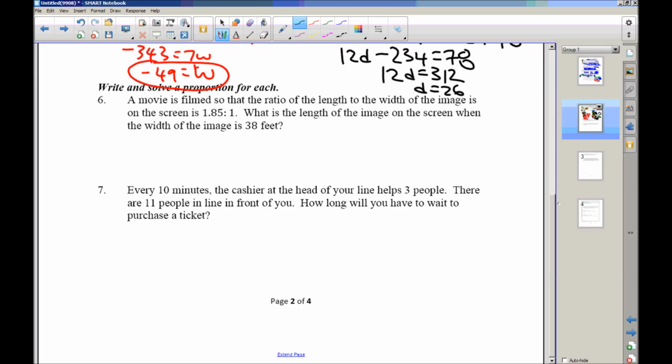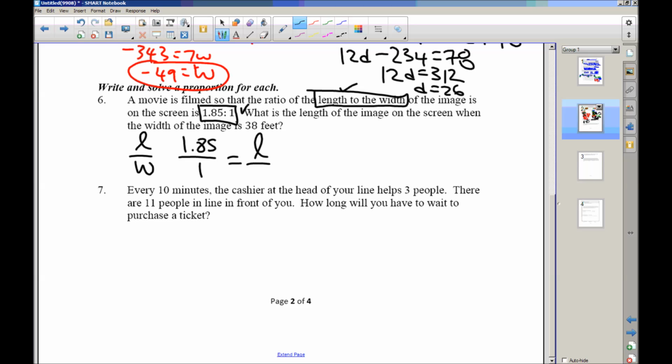Okay? So a movie is filmed so that the ratio of the length to the width, there's one ratio right there, length to width, is 1.85 to 1. That means that this is the 1.85 for the length, and the width is 1. This comes in the same order as that one. So this guy and this guy, the length comes first and the width comes second. Okay? What is the length of the image?